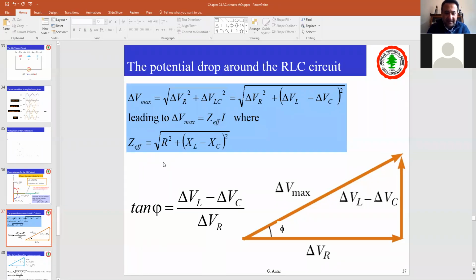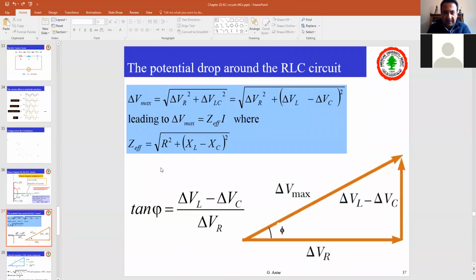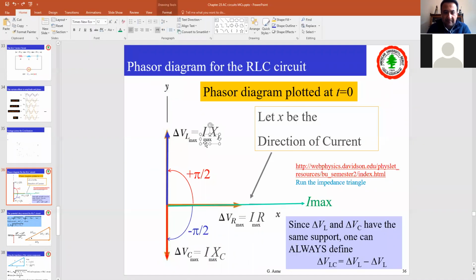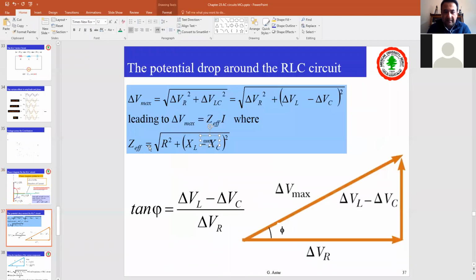Sorry, there should be a max here. Okay, so this is going to be max. This is going to be max. I'm sorry about that, but I hope that you get the point. What we're talking about here is the amplitude of the wave and not the instantaneous value. Okay? Let me put this also here, delta V max and delta VC.